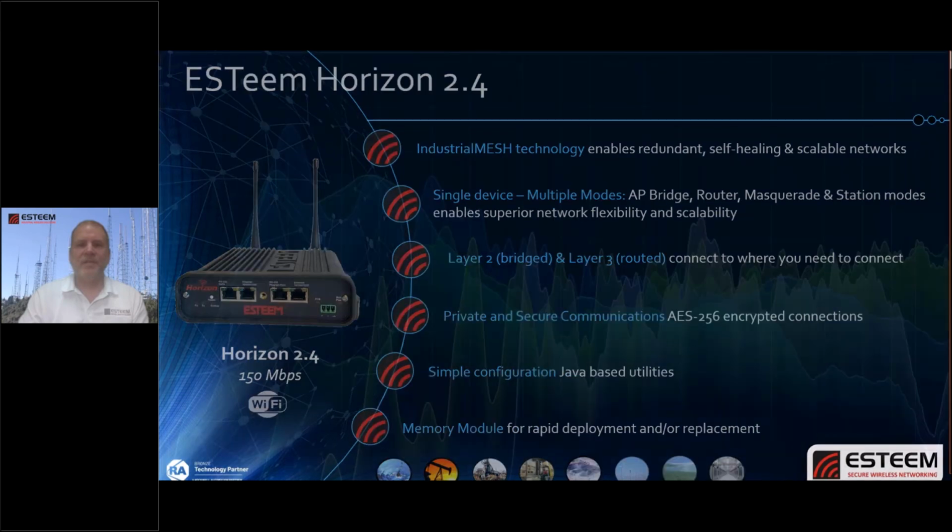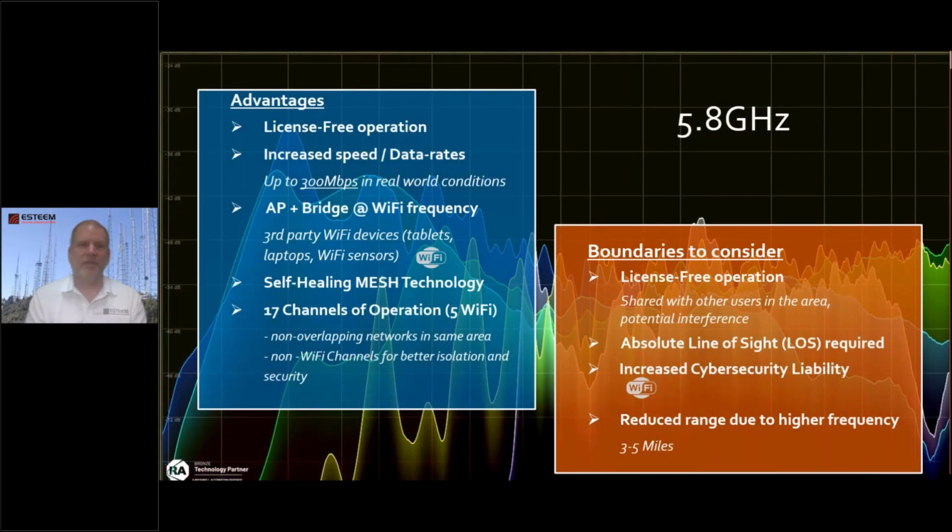Okay, so we go further up the ladder. Now we're looking at 5.8 gigahertz, which is again license-free operation. Now we're going even faster, up to 300 megabits per second in real-world conditions. Really, what we're doing is employing MIMO technology, and we've got dual 40 megahertz wide bands running simultaneously.